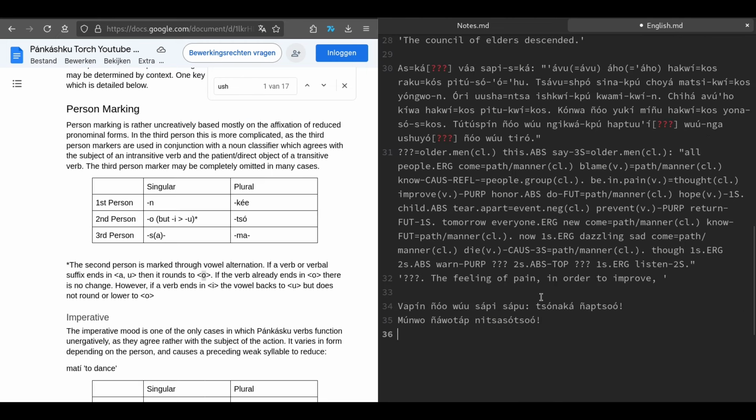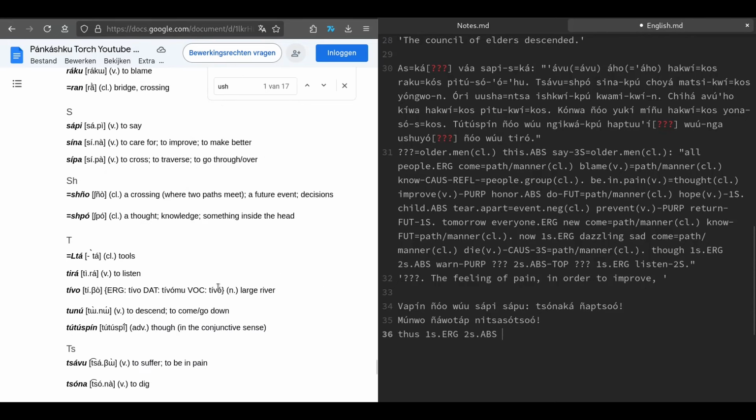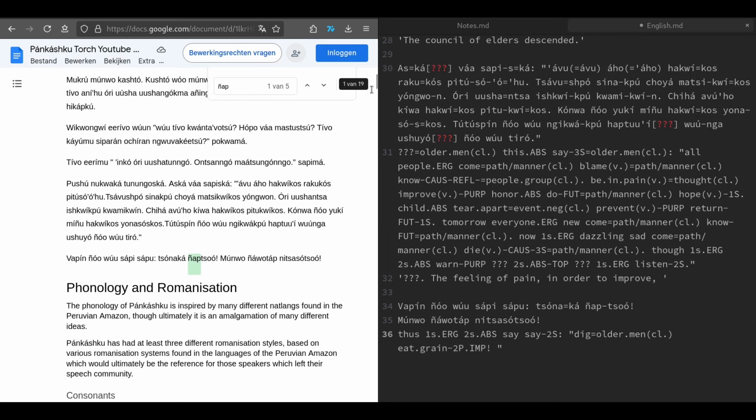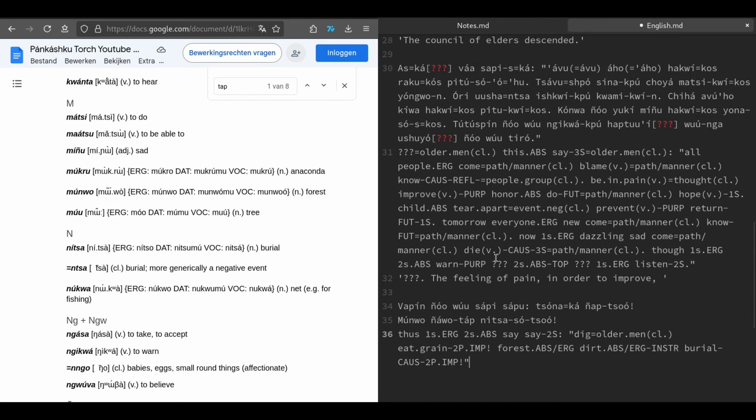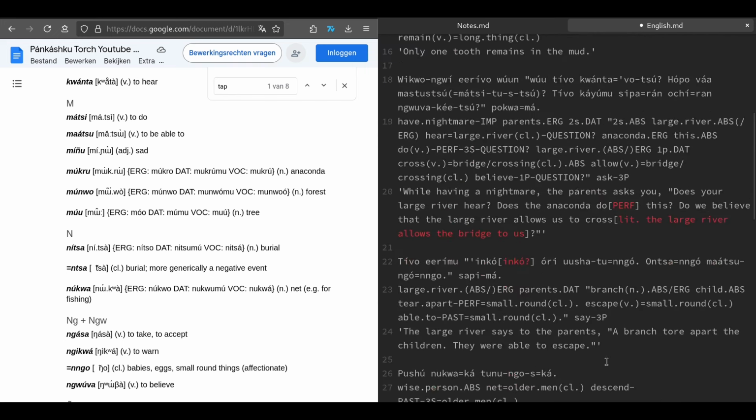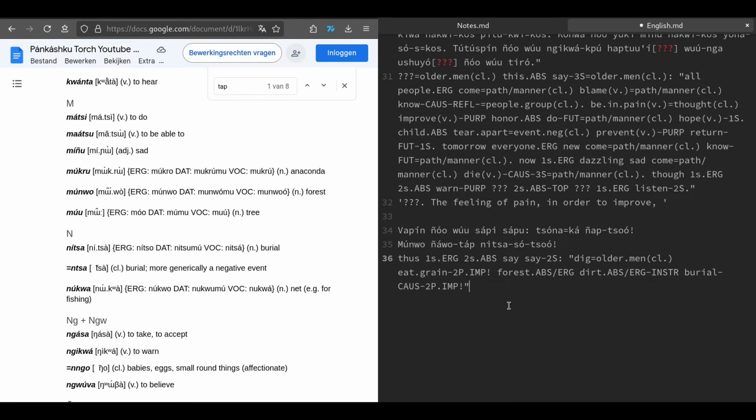Let's just gloss this last sentence first. Sapi sapu zo naga nyap zo munwo nyawo tap nitsa zo. Okay, so I glossed off this. The problem is I don't really know what some of these mean. Yeah, let me think about this for a few hours or something.